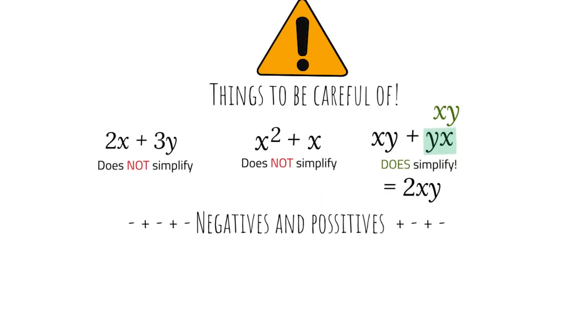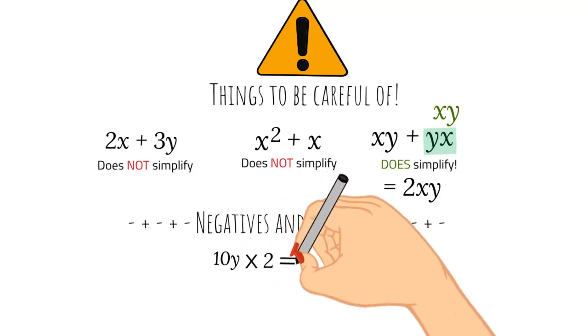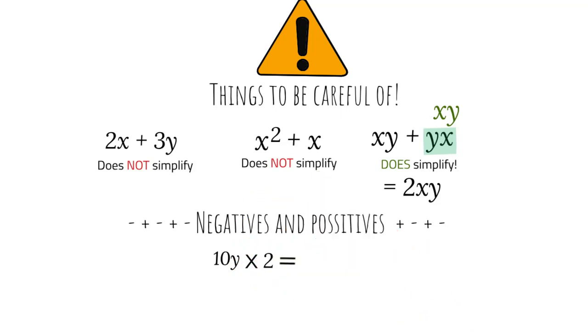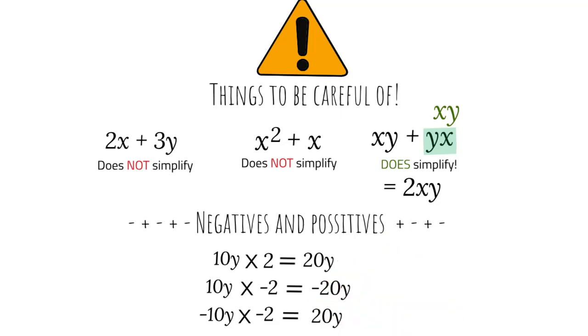So I'm going to show you 3 types of examples. If I have 10y times by 2, well, I get 20y because a positive multiplied with a positive number gives a positive number. But if one of those numbers is negative, for example, 10y times negative 2, we get negative 20y because a positive multiplied with a negative makes a negative. But if I have 2 negative numbers, for example, negative 10y times negative 2, they multiply together to make a positive. So I get 20y.